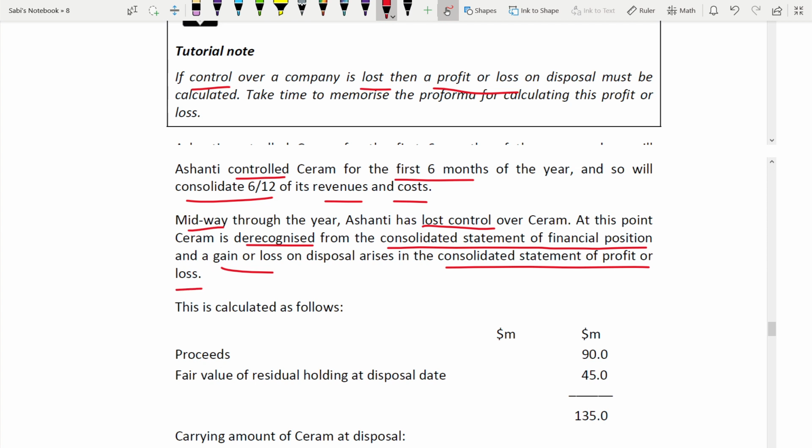So how many things are there? Can I label? First, number one, that it has control for 6 months, and 6 months of revenues and costs. Second point, lost control. Third, derecognize. Fourth, gain or loss. You have to calculate. Four things. Now, how it is calculated is as follows.